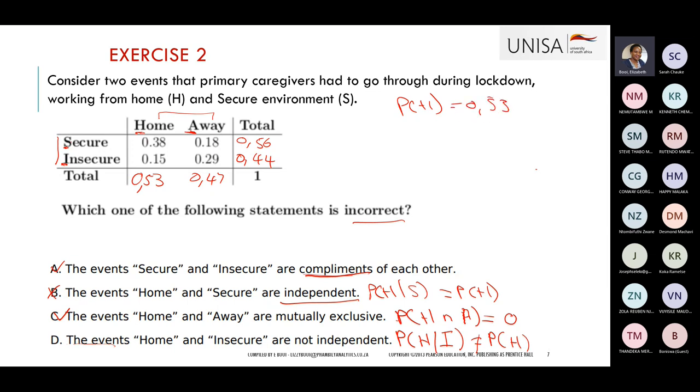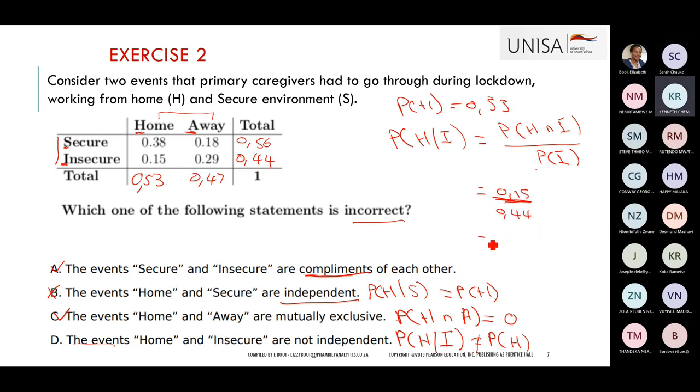The probability of home, we know that it was 0.53. Let's see the probability of home given insecure, which will be the probability of the joint home and insecure divided by the probability of the given, which is insecure. The probability of home and insecure is 0.15. The probability of insecure, regardless of whether they are home or not, is 0.44. That gives 0.34. They are not independent because they are not equal. That one was 0.53. This one is 0.43. So that is correct. So the only question that is incorrect is B.